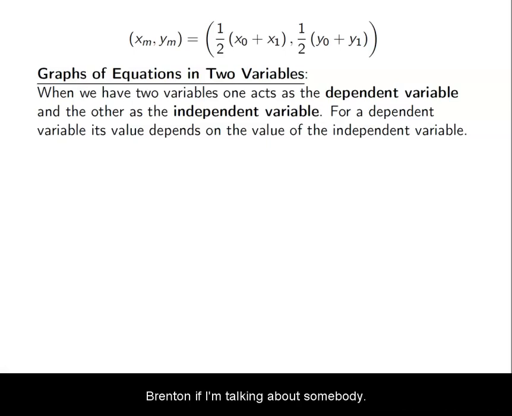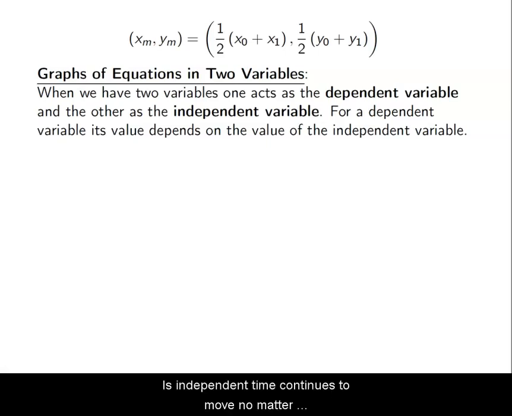For instance, if I'm talking about somebody's speed over time, time is independent. Time continues to move no matter what is happening. Okay, it doesn't stop, it doesn't slow down. Time does its own thing. However, the runner's speed depends on the amount of time they've been running. They'll slow down, they'll speed up. Maybe at this point in time they've reached a hill, so they go slower or faster if they're going downhill. So their speed is dependent on the time as they get tired, etc.